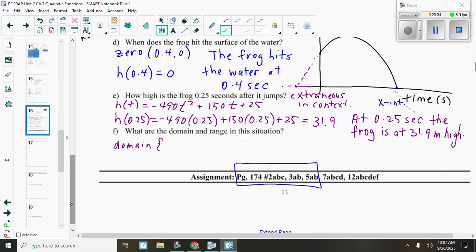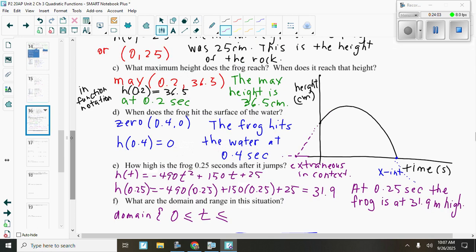So what you're going to do in this situation, and remember, even though I gave an example with x and y, we're going to be using t and h because those are the variables they gave us. You always start with your low bound and then go to your maximum. So we start with 0 and say it can be greater than or equal to 0 and less than or equal to, what did we say was our intercept when it hits the water? Here we go, 0.4.